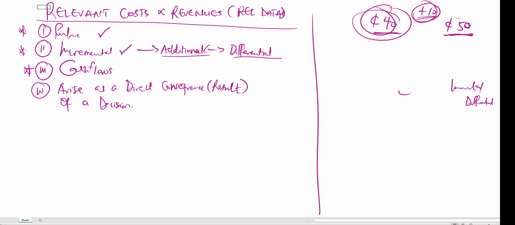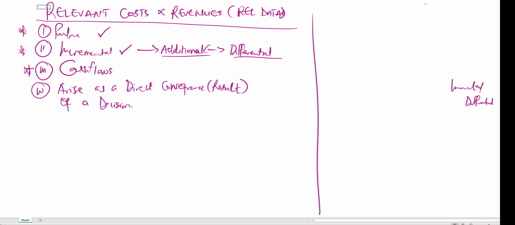Non-cash flows are not relevant for decision making. And what is that? Because non-cash flows are based on estimates, and anything that is an estimate is not a cash flow, right? And therefore, it is not relevant for decision making in management accounting. So I've told you that one, okay?